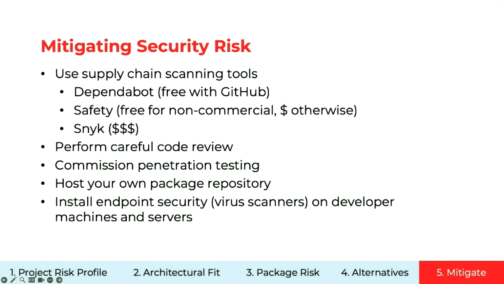Mitigating security risk. Supply chain scanning tools. These are really handy. They will look through all of your requirements and tell you if there are any security vulnerabilities on particular packages. A great free one is Dependabot, which is free with GitHub. There is also Safety, which is free for non-commercial use. That's a Python command line application that you can run on your requirements. There's also Snyk, which runs the Snyk Advisor platform. They are very expensive, but they're also the industry leader in the area.